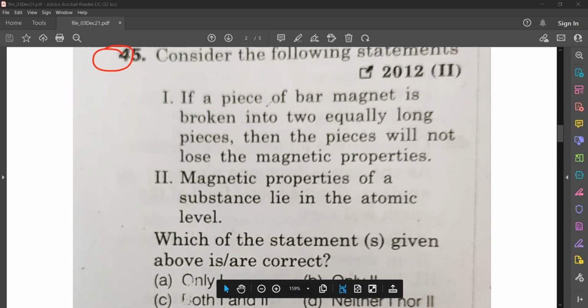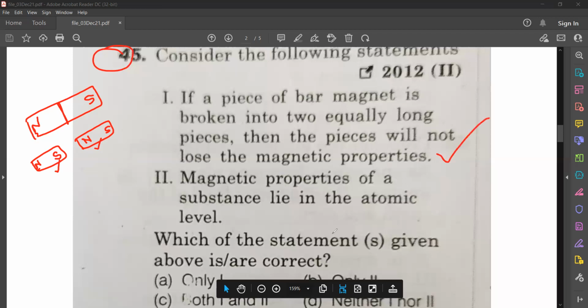Whether first statement is correct, if a piece of bar magnet is broken into two equally long pieces, like this, okay, then it will not lose magnetic properties, isn't it? Suppose this is north south. Now when it is broken, it will be like a north south, then it will be north south. Okay, so that means it will become two magnets, so it will not lose the magnetic properties. That is correct. The first statement is correct.